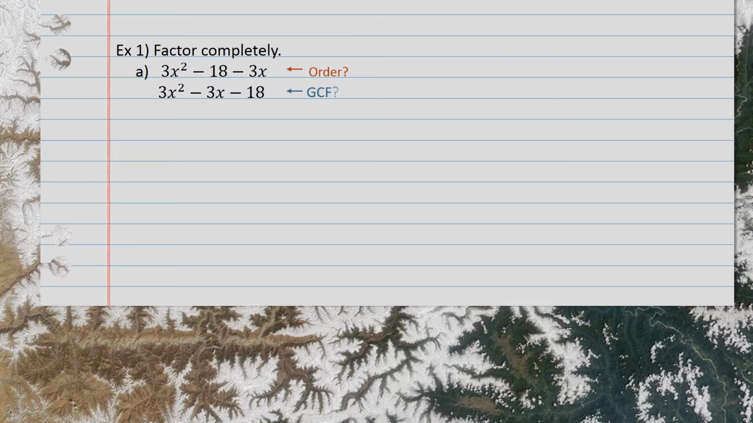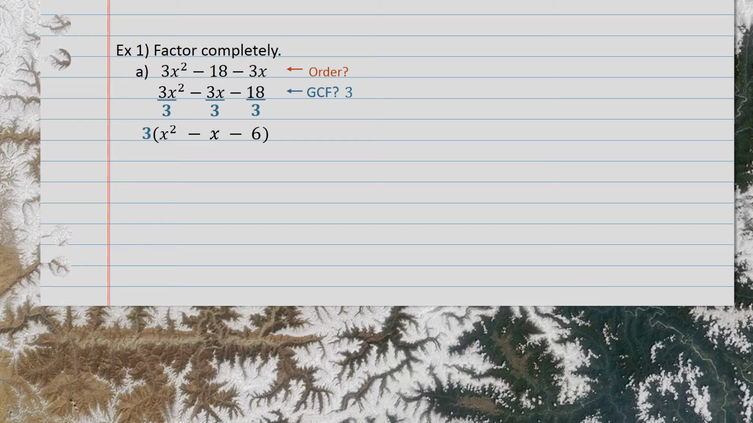Next, we look for a GCF. Take a moment to see if you can identify a GCF. It turns out the greatest common factor is a 3. So we need to divide each and every term by 3 for us to factor out a 3. And when we do that, the first term reduces and leaves us with x squared. The middle term reduces to leave us with negative x. And the constant reduces to negative 6.